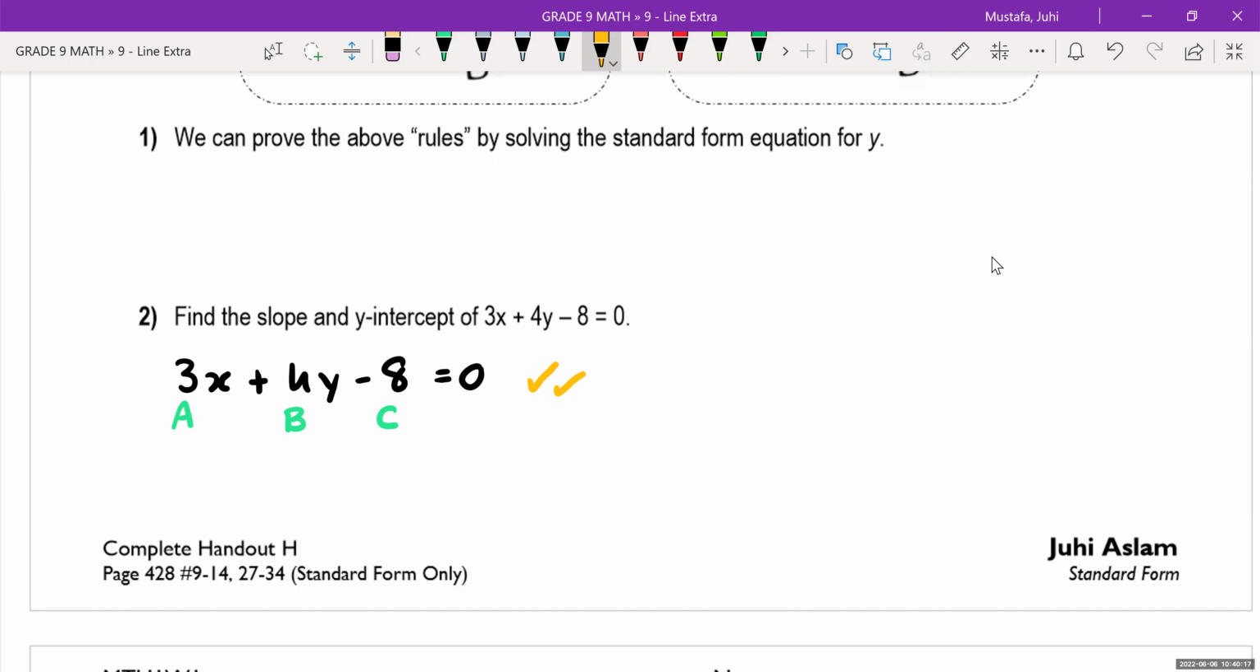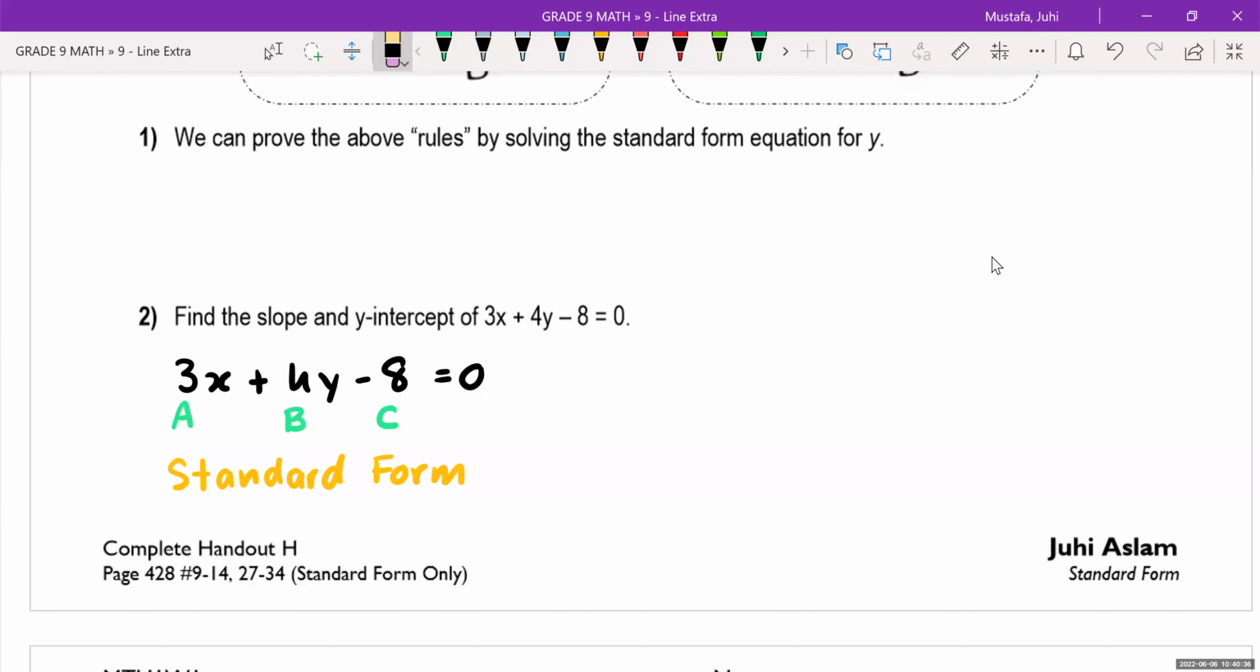And then rule number 3 is the equation has to be in the order where you have the x first, and then the y, and then the constant is equal to 0. So is it in the correct order? Yes. That means this equation is in standard form because all 3 rules are still true for it.